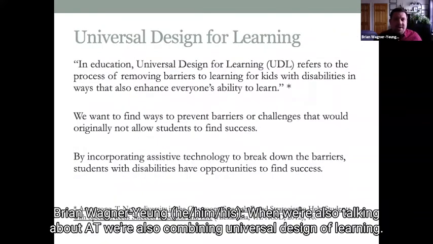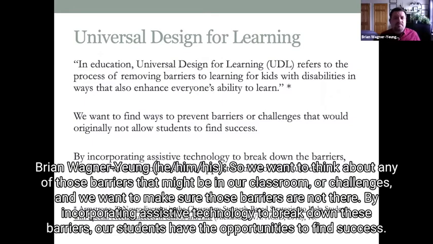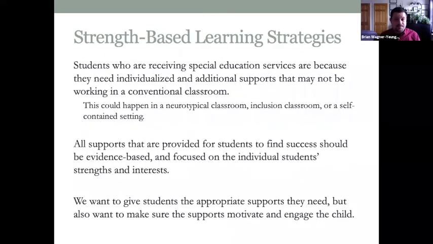When we're also talking about AT, we're also combining universal design for learning. This refers to the process of removing barriers to learning for kids with disabilities in ways that also enhance everyone's ability to learn. So we want to think about any of those barriers that might be in our classroom or challenges, and we want to make sure those barriers are not there. By incorporating assistive technology to break down these barriers, our students have the opportunities to find success.